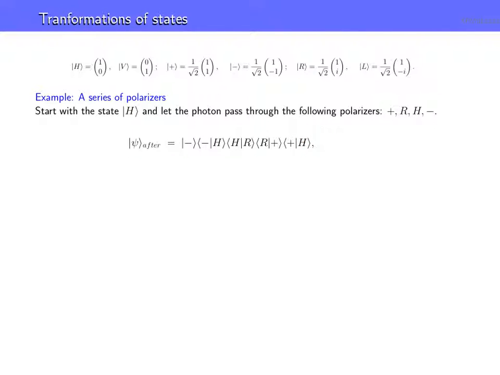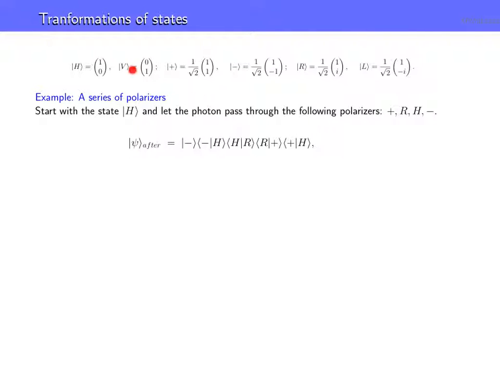So we start with the beginning state H, then we send it through a plus, so this is the plus projector, if you will. Then we send it through an R, so we slam on the R projector, and then we send it through an H, we slam on the H projector, and then we slam on the minus projector. And this whole term gives us what we're going to have afterwards. So let's go ahead and calculate it out, see what we get.